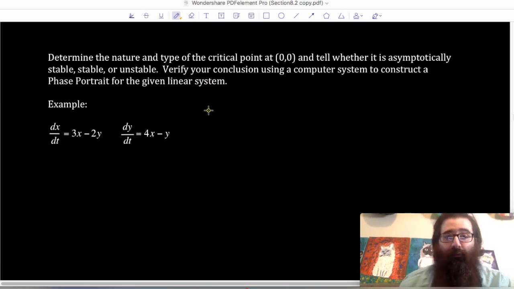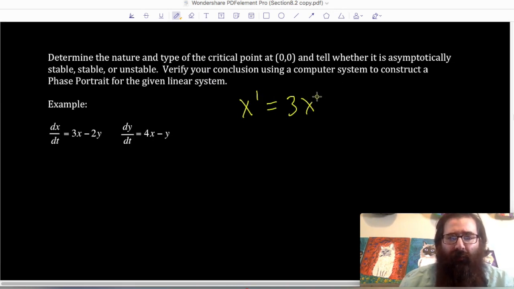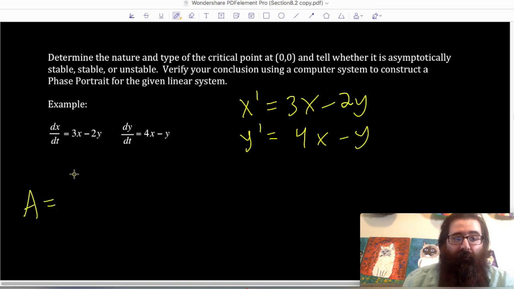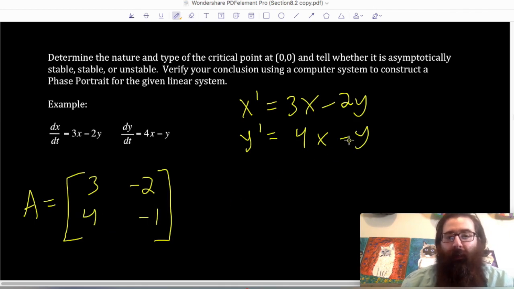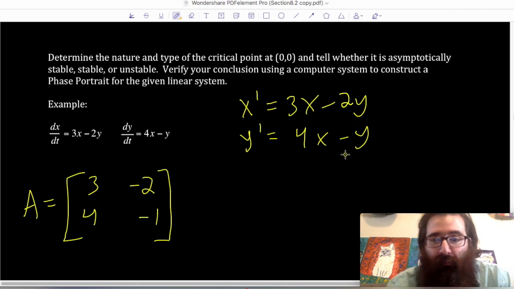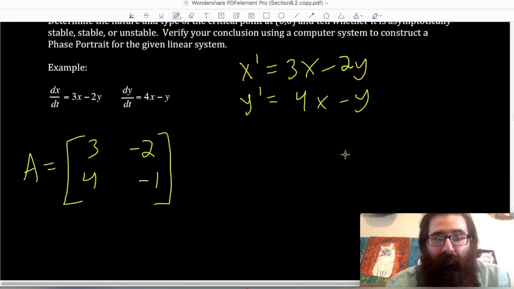We got that critical point at 0, 0. We can tell that by inspection. So let's rewrite our system the way we like. x prime is 3x minus 2y, and y prime is 4x minus y. And build that coefficient matrix A. So for the top row, x prime, that's a 3 from the 3x, a minus 2 from the minus 2y. y prime builds that second row, so 4 from the 4x, minus 1 from the minus y. And if these were out of order, I'd want to make sure to reorder them. It should be x and then y in that order.